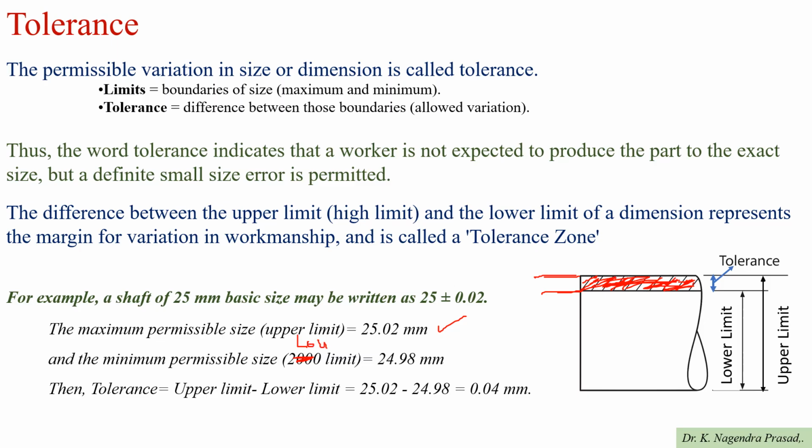So here the upper limit of the shaft is 25.02, the lower limit of the shaft is 24.98, and tolerance is the difference between the upper limit and lower limit. So upper limit minus lower limit: 25.02 minus 24.98, which is 0.04 mm. So the tolerance is 0.04 mm.